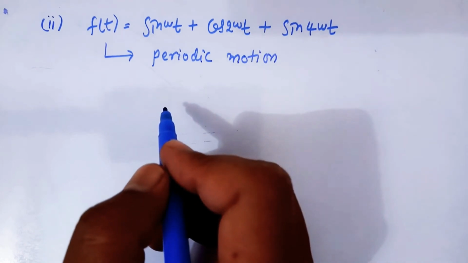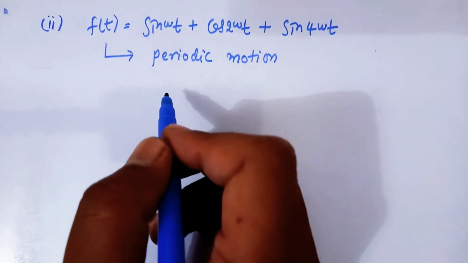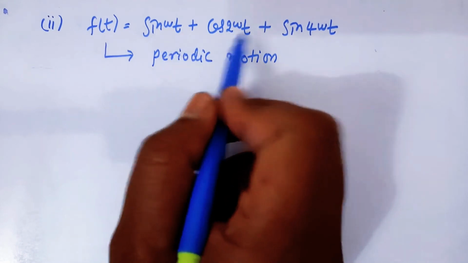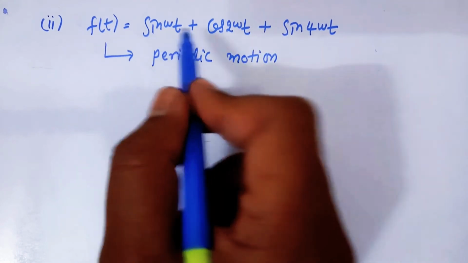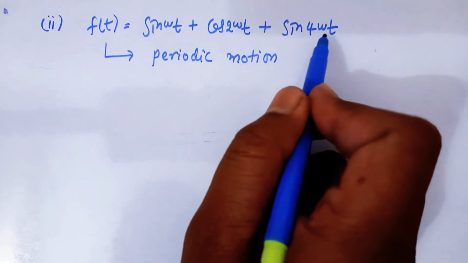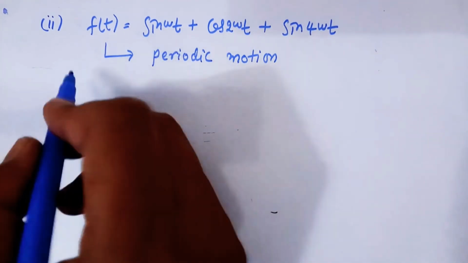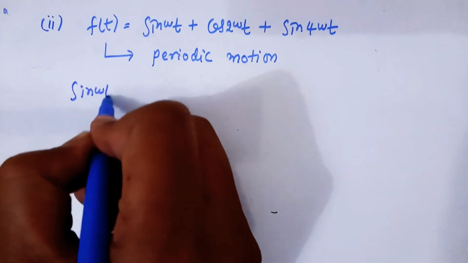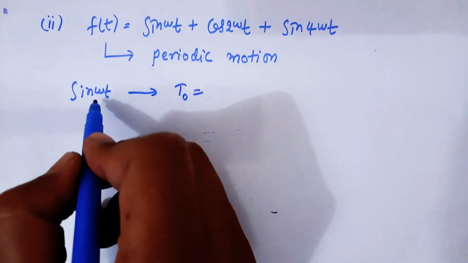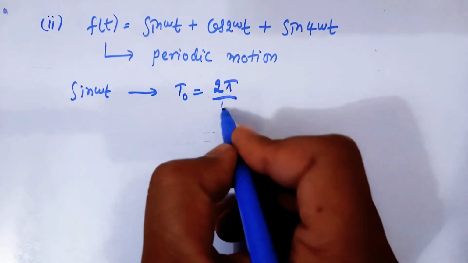Let us find the period of the function f of t. How can we find it? Here f of t is the sum of three terms. The first term is sin omega t, the second term is cos 2 omega t, and the third term is sin 4 omega t. What is the time period for the first term, sin omega t? It is T naught equal to 2 pi by the angular frequency, and here the angular frequency is omega.